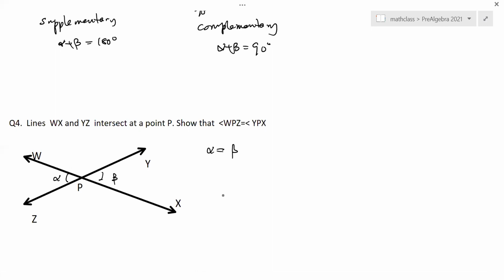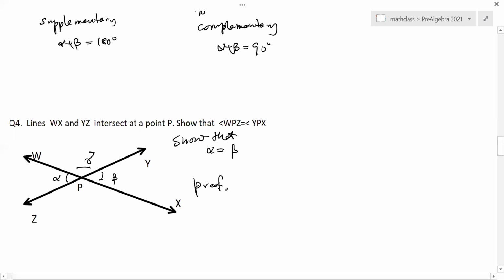So how do you prove it? Show that alpha equals beta. Now I'm going to also denote this angle by gamma. So to prove, you have to write the word proof. Now I want to give an explanation why alpha is going to be equal to beta. So the argument is as follows.